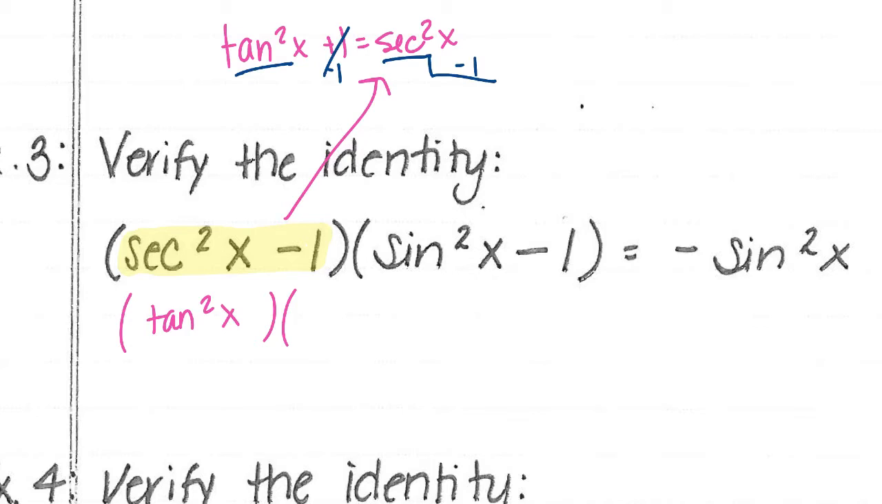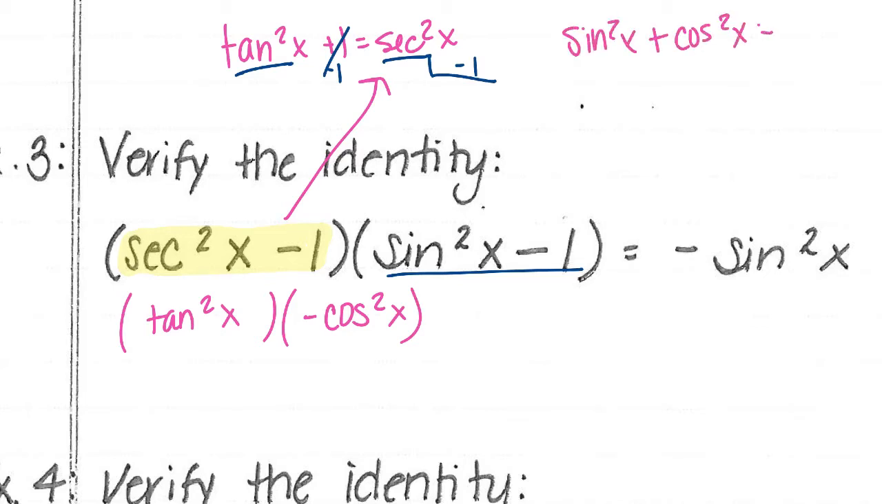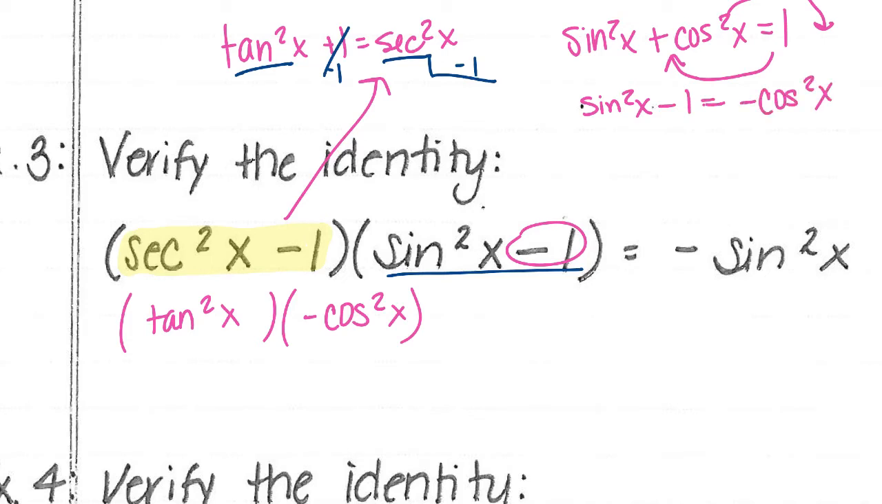And the same thing with this one right here, sine squared x minus 1, well, that's equal to negative cosine squared x, and that's where we get that negative. Again, sine squared x plus cosine squared x is equal to 1. So I know that if I have the negative 1, I need to bring the 1 over here and the cosine over here, and that's where we get sine squared x minus 1 equals negative cosine squared x.